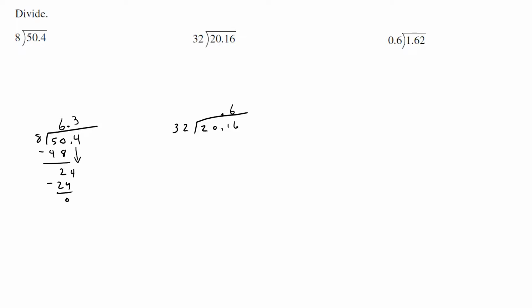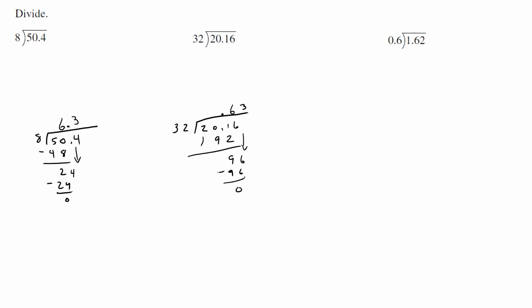So 32 times 6 is going to give me 192. I'm going to subtract, which is going to give me 9. 32 doesn't go into 9, so bring down my 6. And now we want to see how many times does 32 go into 96. It goes in exactly 3 times. Multiply back, minus 96, and we've got 0. So when we take 20.16 and divide by 32, we get 0.63.